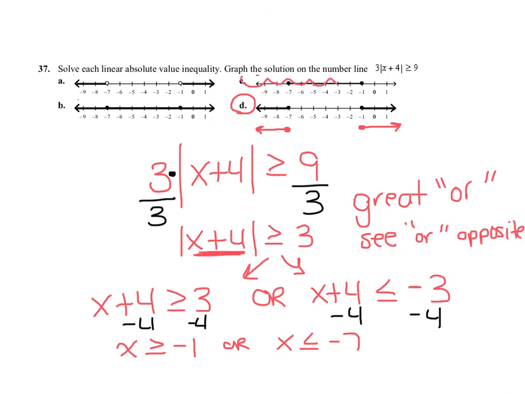I know C is not my answer because it's in compact form. I know A is not my answer because of the open circles. So it would basically be between B and D. And since this situation here matches it perfectly, we know the answer is D.